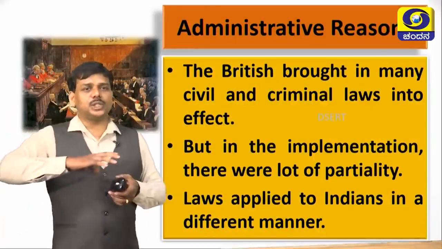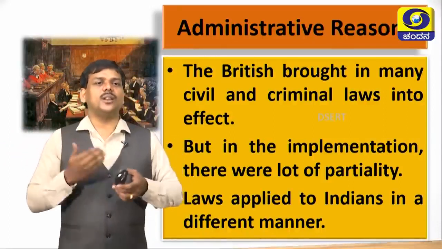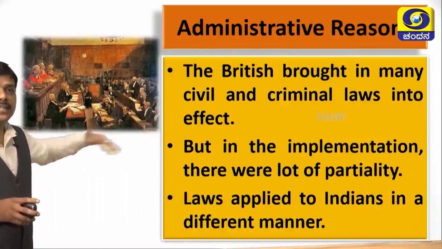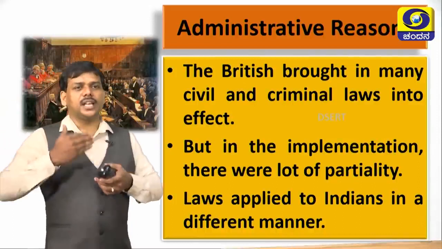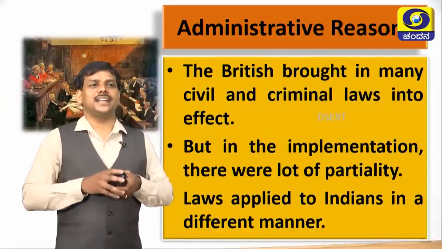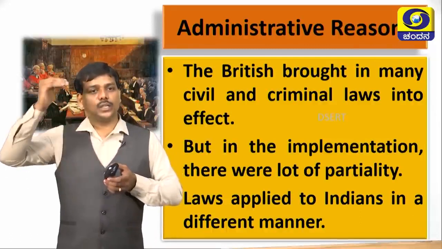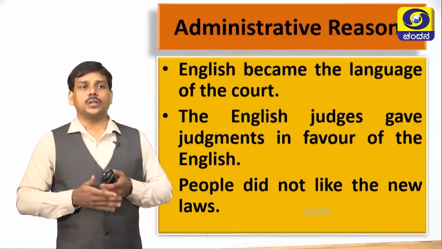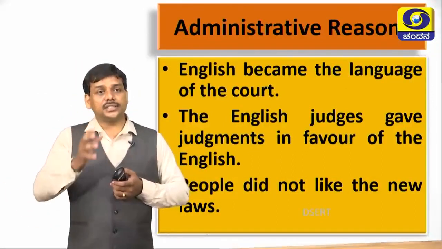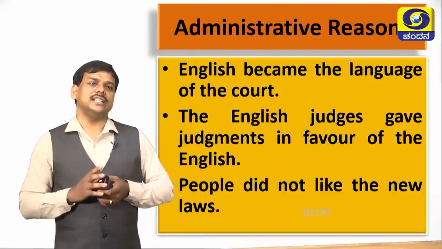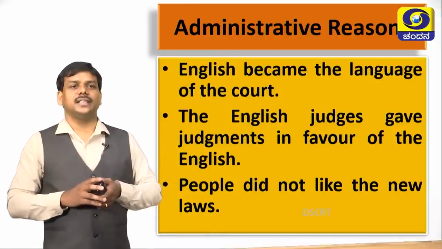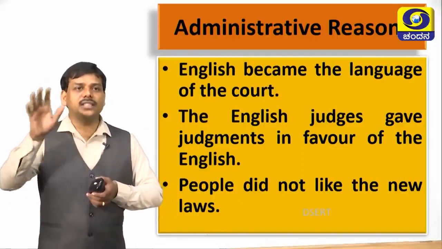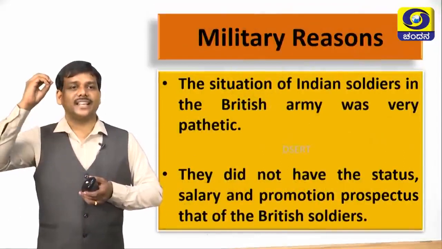Administrative causes. The British brought in many civil and criminal laws into effect. During their period, they brought many civil and criminal laws, but in the implementation, there was a lot of partiality between the British and the Indians. Laws applied only to Indians in a different manner. Here, English became the language of the court, which was not liked by Indians. The English judge gave judgments in favor of the English. They were always making partiality. That's why Indians did not like the new laws. All these were the administrative causes for the 1857 revolt.